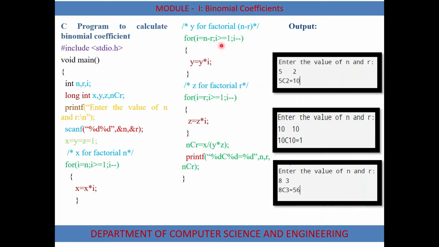Is 3 greater than or equal to 1? Yes, the condition is true. Now perform this operation, that is y is equal to y into I. The initial value of y is 1. From this line we'll get y is equal to 1 into I. I is nothing but 3 here, 5 minus 2 is equal to 3. So 1 into 3 is equal to 3.